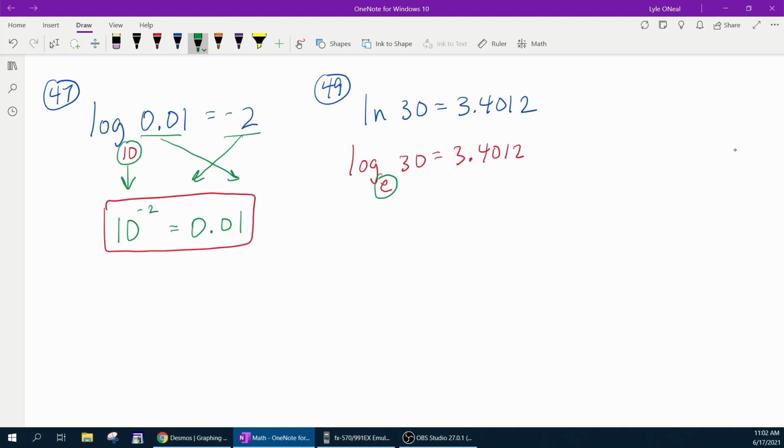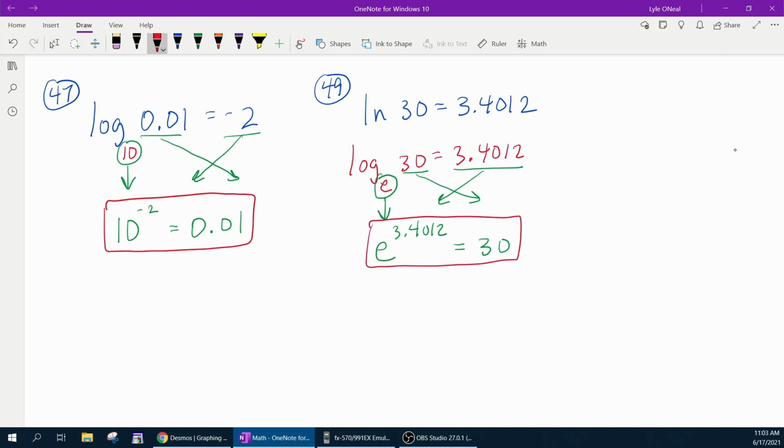We're going to bring the base down, switch the other two around. Now remember, the e is a base, so when I convert it to exponential, it's going to need a power. 3.4012 becomes e's power, and the 30 goes to the other side. And that is now written in exponential form.